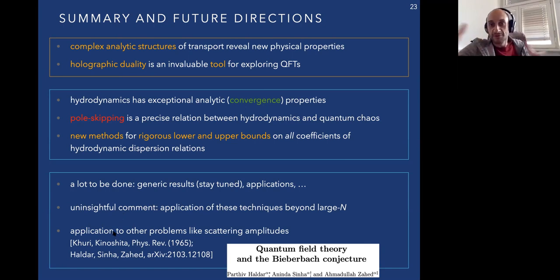But for now, I just wanted to show you this new set of methods that I don't think was used anywhere before. I had no idea about this when I was writing this, but it does turn out that there does exist one paper. I think maybe there are more, but recent explorations have shown that there is a paper from 1965 by Kuri and Kinoshita, where they started using these methods to put bounds on scattering amplitudes in quantum field theories.